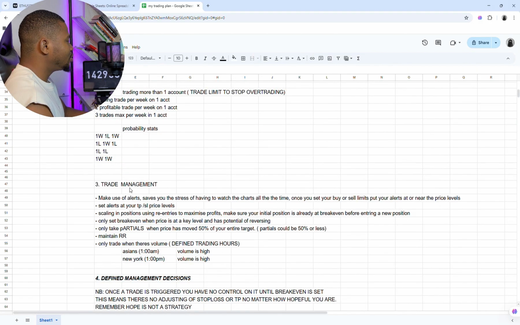Then the third one is trade management. This is actually how I manage my trade when I'm in the position. Talk about my emotion and how I try to manage psychology. The first thing I do is make use of alerts. I make use of alerts very well. So once I enter a trade, I will just set my alert.